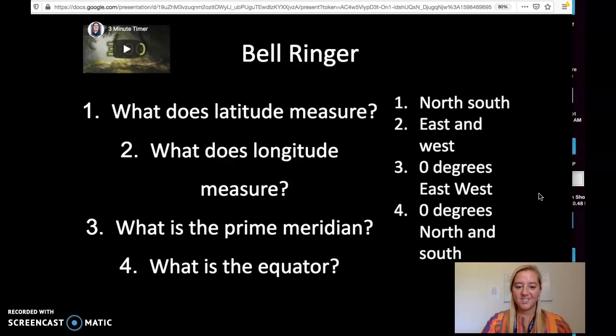Go over our answers. So number 1, latitude measures north to south in our distances. Longitude measures east to west. The prime meridian is at 0 degrees east-west, and it is a line of longitude. And then the equator measures 0 degrees north to south, and it is a line of latitude.